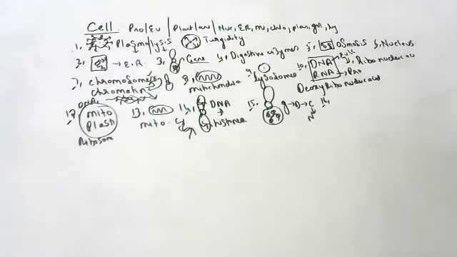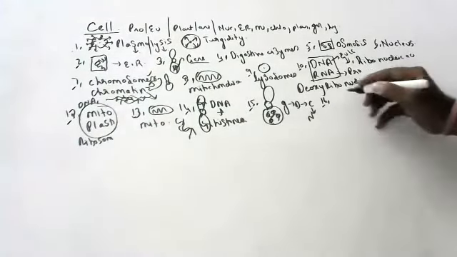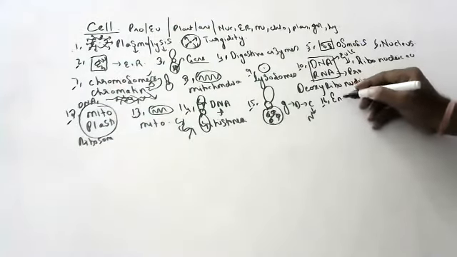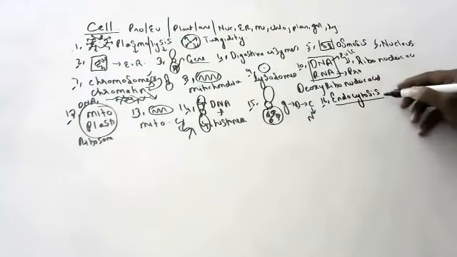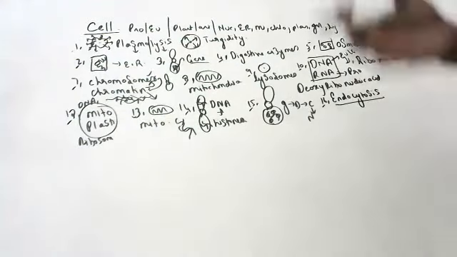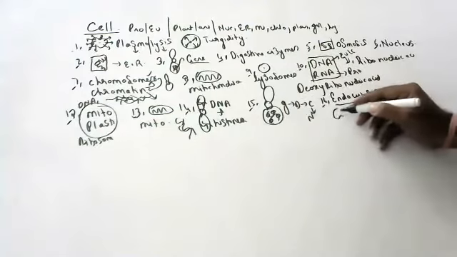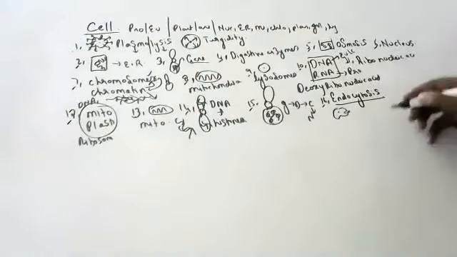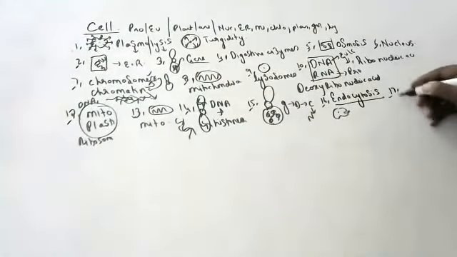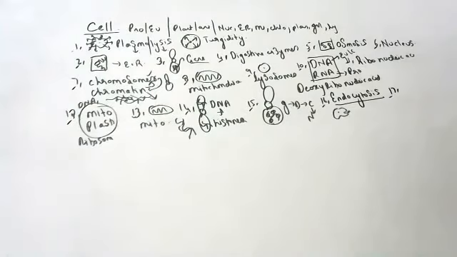Next one. How does amoeba obtain its food? By the process of endocytosis. Very good. Amoeba obtains its food by endocytosis, cell drinking. This is an amoeba. Amoeba will capture its food and take the food in. That is called cell drinking, called endocytosis.